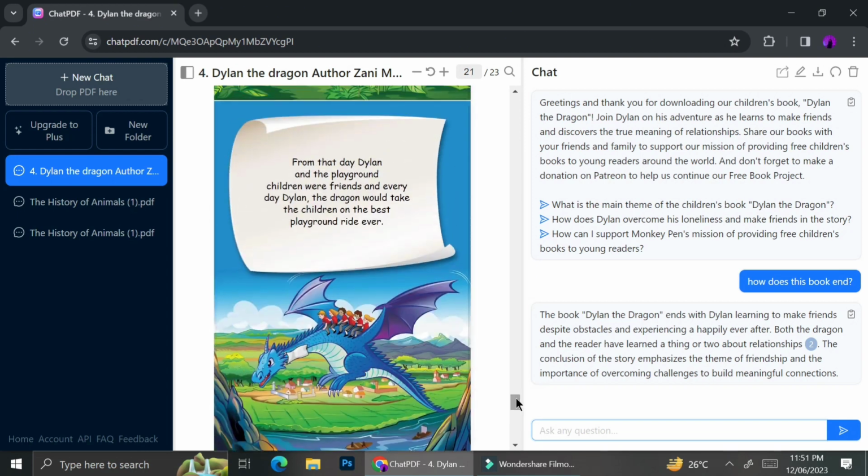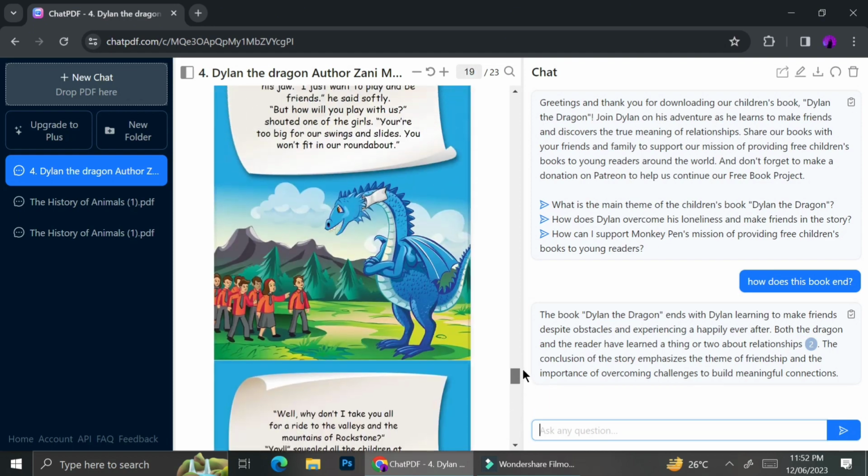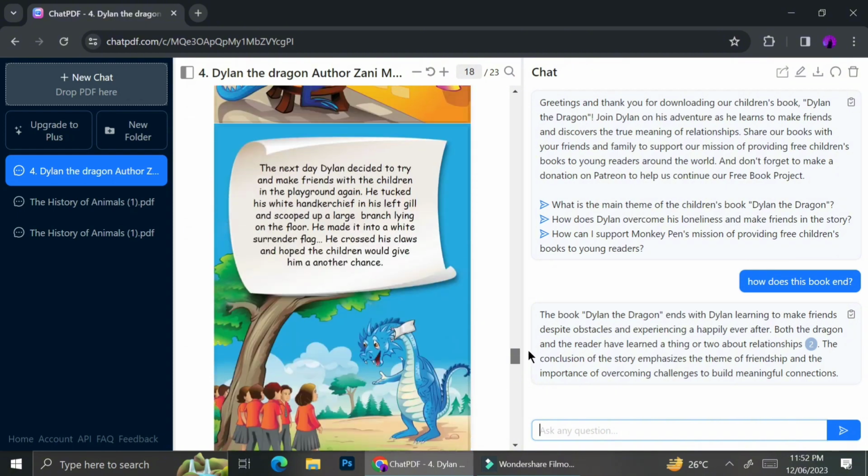As you can see, I've scrolled to the very end of the book, and it says that from that day, Dylan and the playground children were friends, and every day, Dylan the dragon would take the children on the best playground ride ever. Which means that the answer that they provided is quite right, because it says over there that the book ends with Dylan learning to make friends despite obstacles and experiencing a happily ever after.